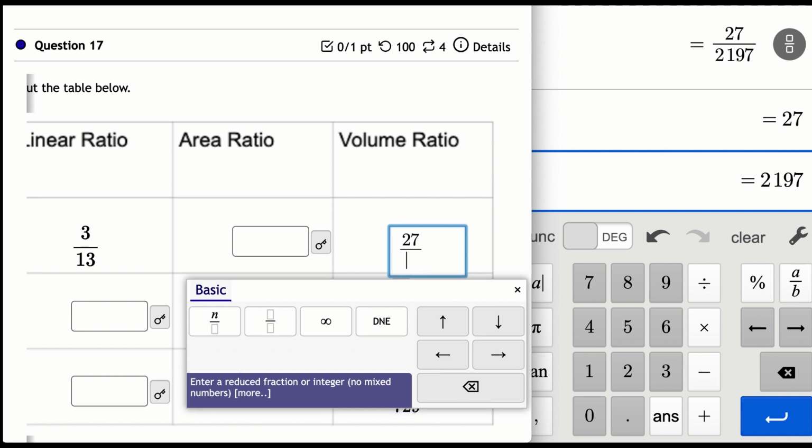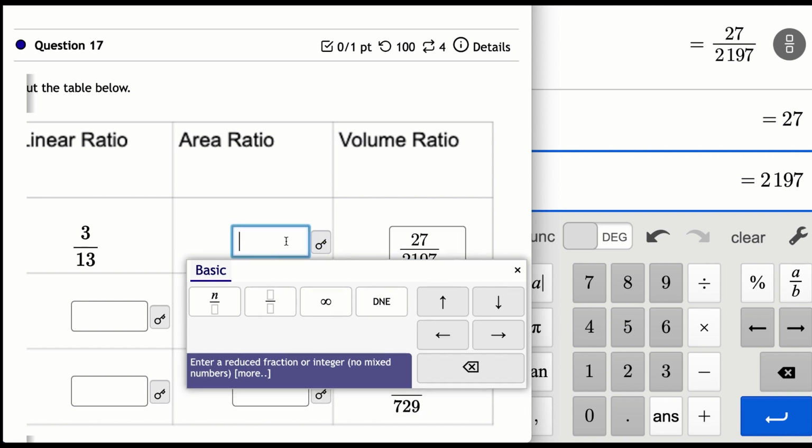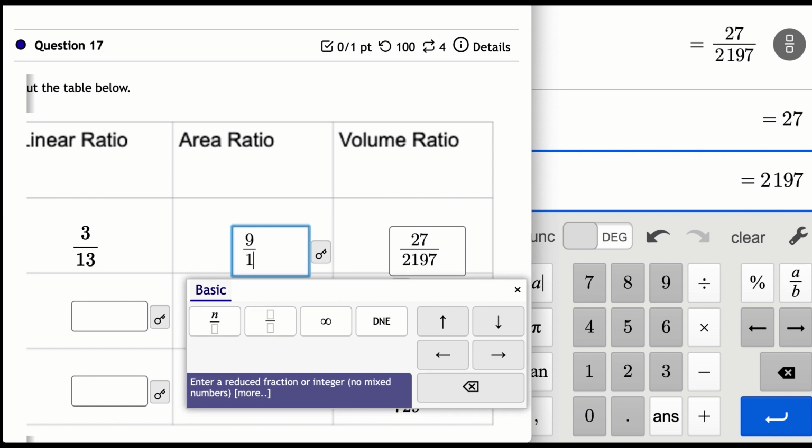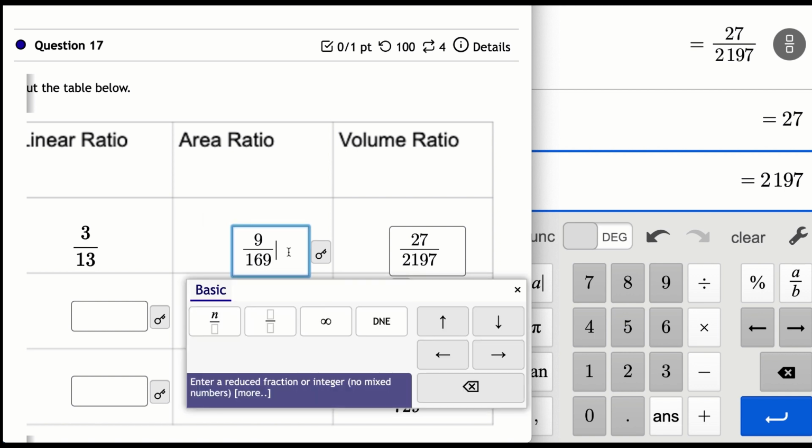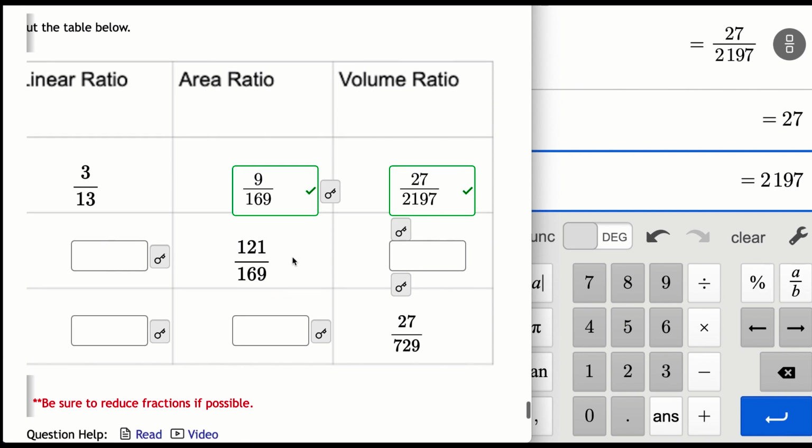So I've got 27 over 2,197. And then the other fraction, which we said earlier, was 9 over 169. And again, you could just do those squarings of the 3 over 13. Those are really easy. I've seen a lot of students have success filling these ones in. Now, what makes it more challenging is when you start out with an area first.